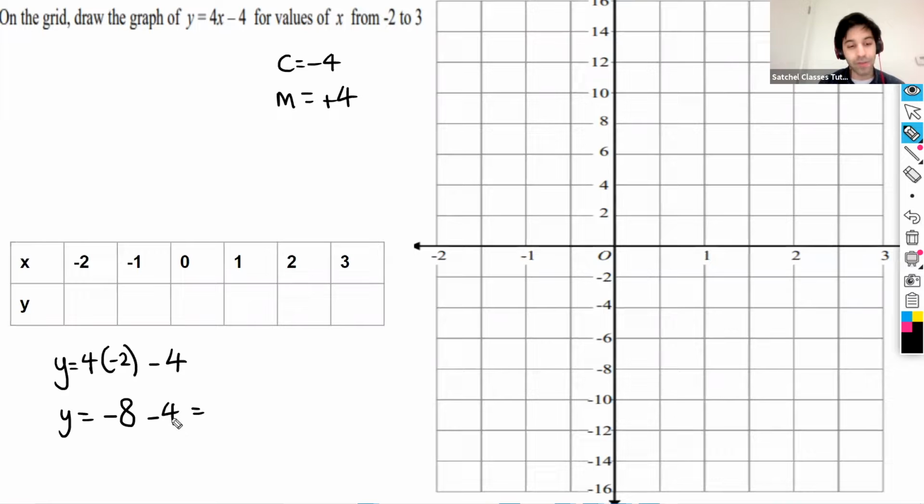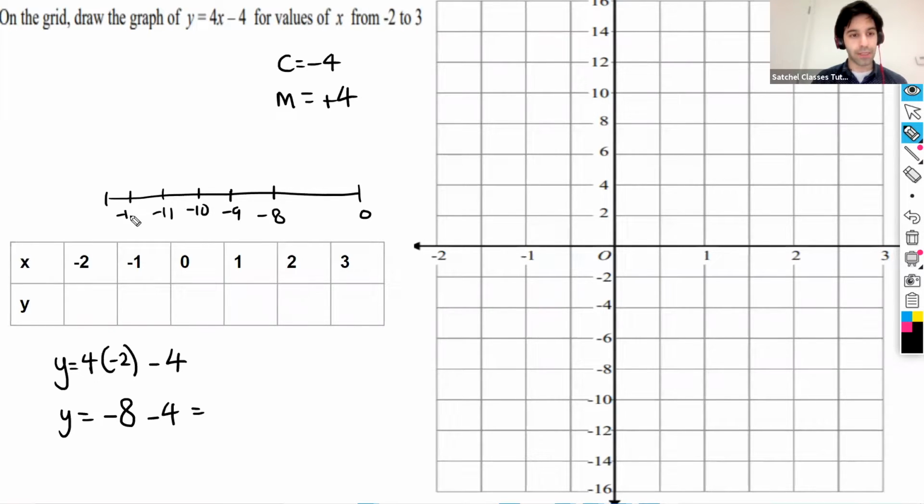Now, minus 8 minus 4, this seems a bit tricky. So when you're doing negative number subtractions or additions, always draw yourself a number line. So let's say if this is 0, minus 8 is going to be somewhere here. Then we'll have minus 9, minus 10, minus 11, minus 12, and so on. So I'm starting at minus 8, and I'm subtracting 4. So I'm going to go to the left of my number line. So that's going to be 1, 2, 3, 4. So my answer is going to be minus 12. So when x is minus 2, y is minus 12.